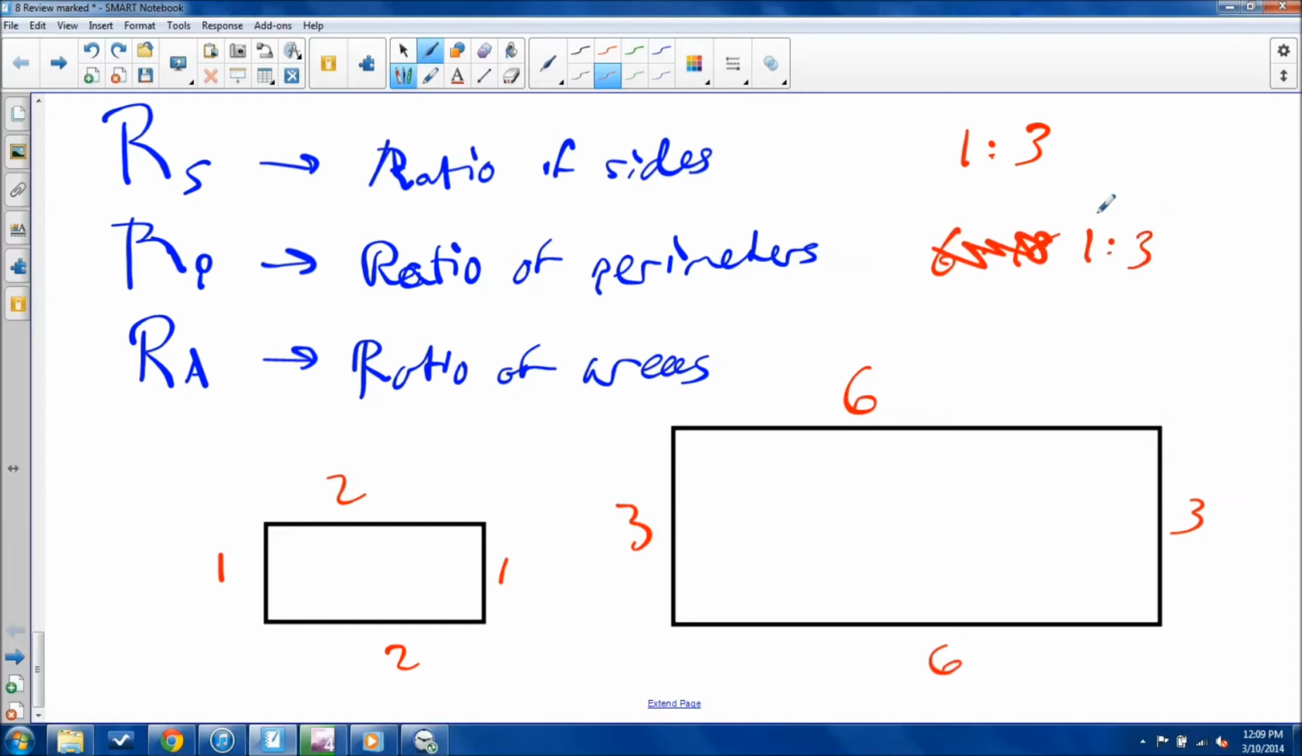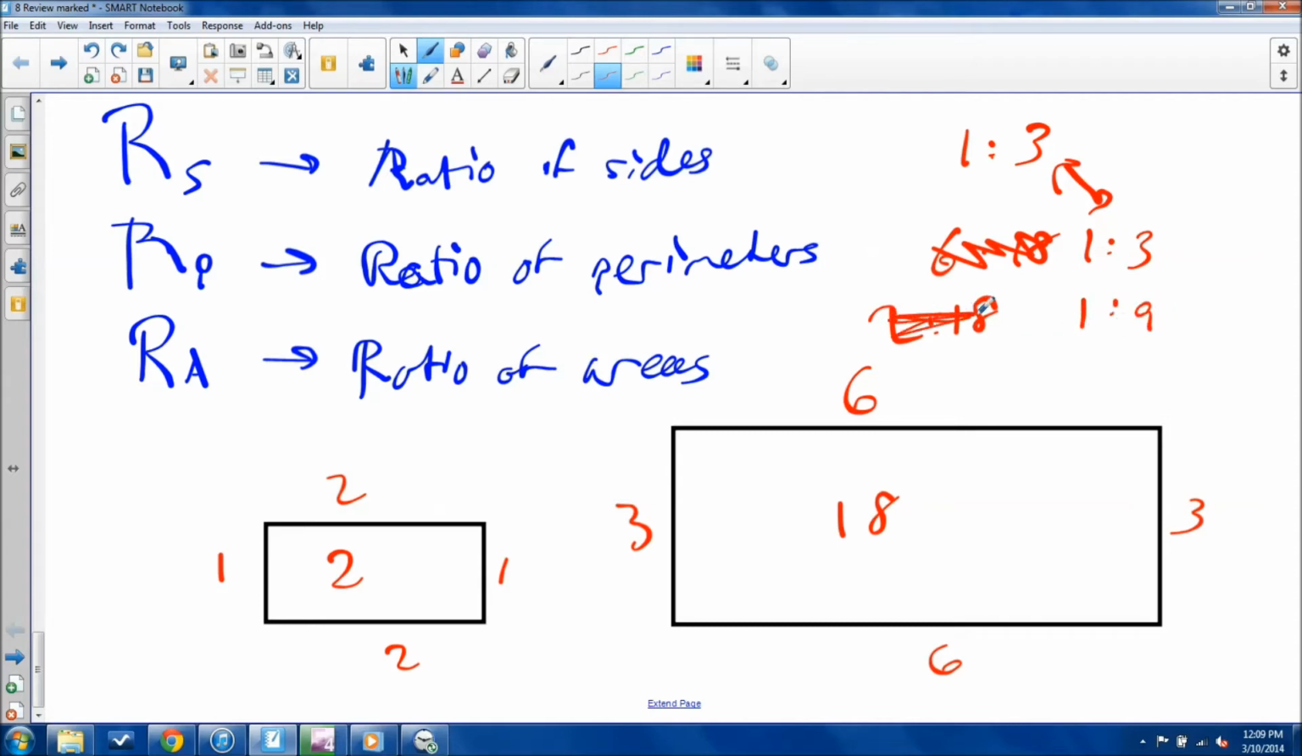So ratio of sides and perimeters, this is just one example, but it's true all the time. Your ratio of sides and your ratio of perimeters are the exact same. Ratio of areas is not. This is base times height, 1 times 2, that's 2. 3 times 6 is 18. 2 to 18 is not equivalent to 1 to 3, it's 1 to 9.